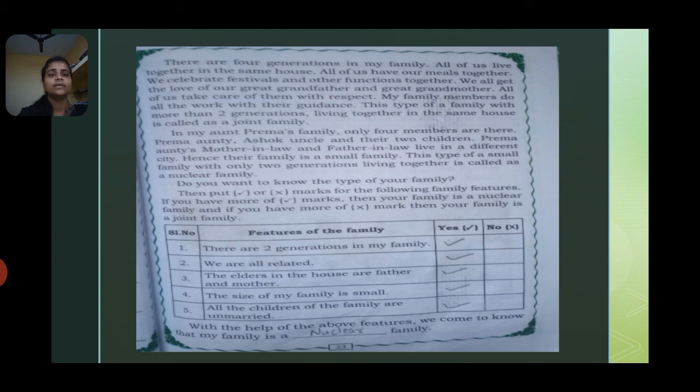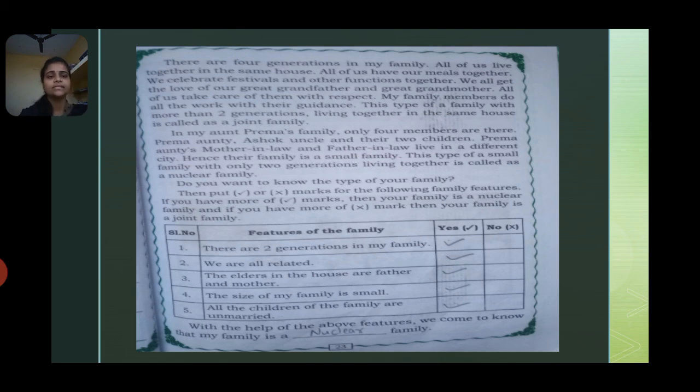And here you have to read carefully. They have given details about the joint family and nuclear family, the definition and the features of the family. There are 2 generations in my family. If there are 2 generations in your family, you have to put a tick in front of yes. If no, in the no section you have to put a wrong mark.